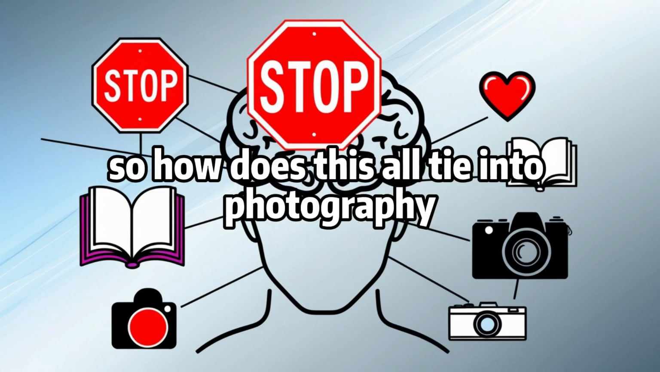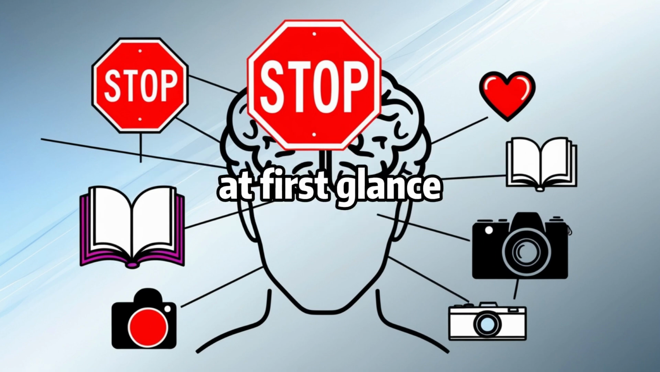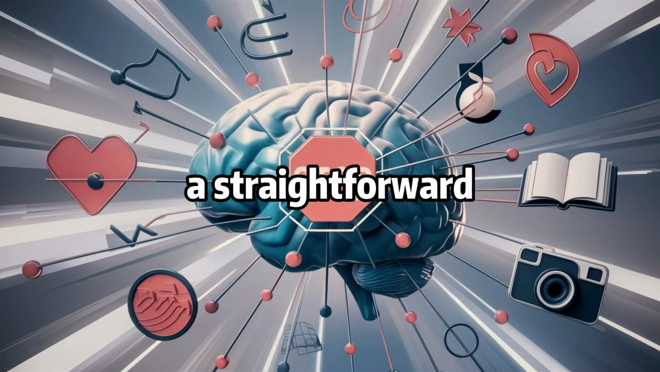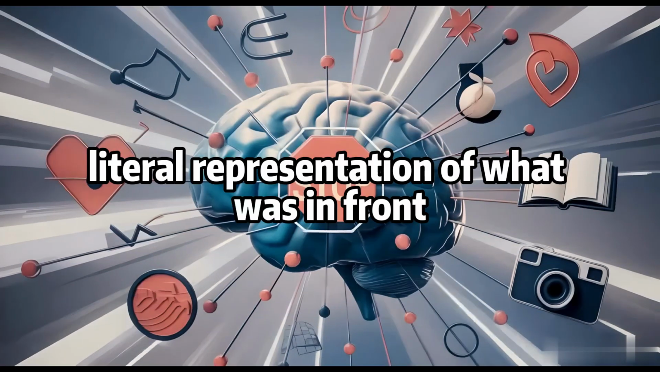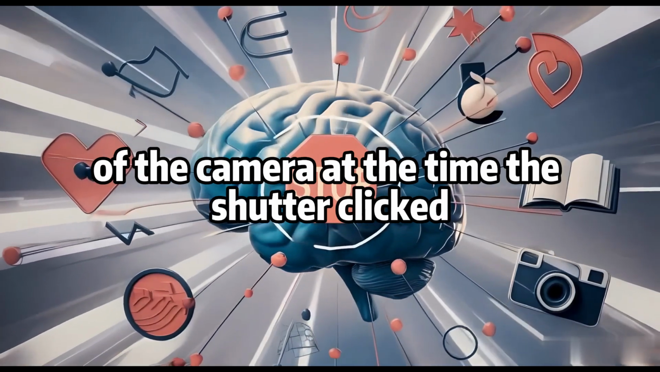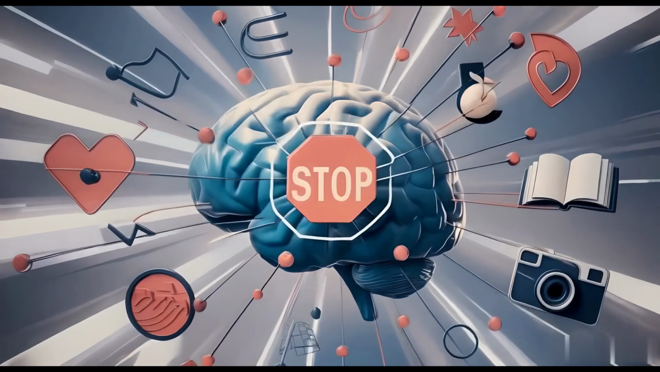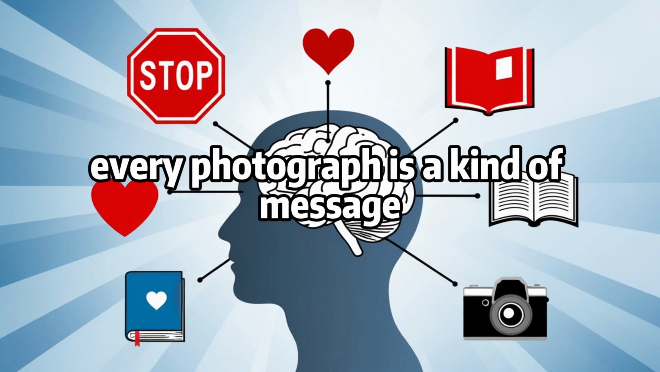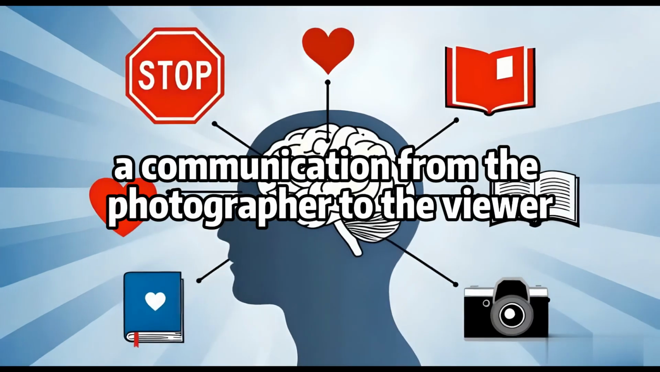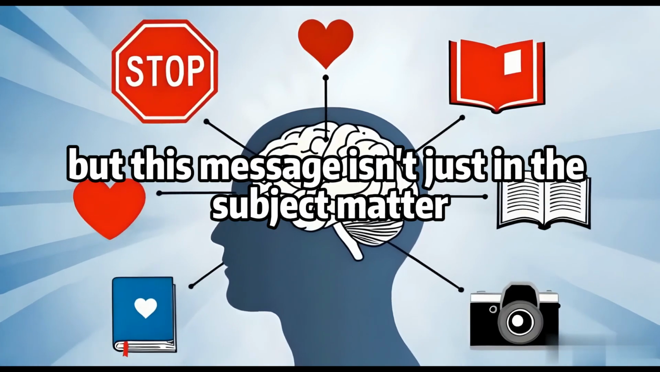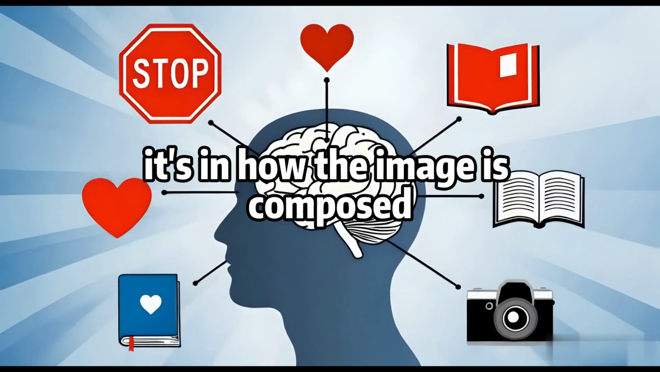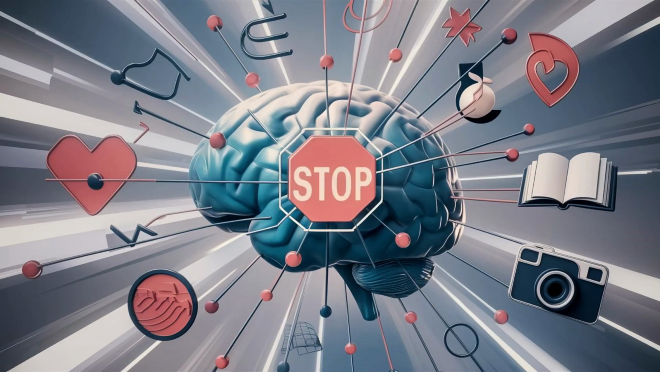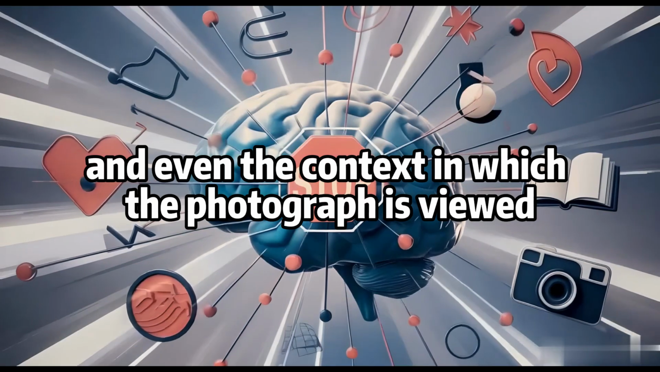So, how does this all tie into photography? At first glance, a photograph might seem like nothing more than a snapshot of reality, a straightforward, literal representation of what was in front of the camera at the time the shutter clicked. But if you dig a little deeper, you'll find that photographs are rich with semiotic potential. Every photograph is a kind of message, a communication from the photographer to the viewer. But this message isn't just in the subject matter, it's in how the image is composed, what's included in the frame, what's left out, and even the context in which the photograph is viewed.